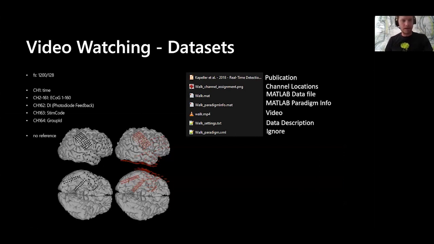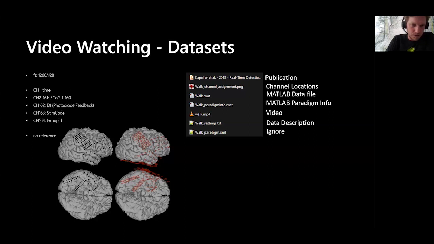Okay, then about the data sets you will get. This is a data set recorded again at 1.2 kilohertz, where in channel 1 you have the time channel, and channels 2 to 161, so you get lots of ECoG channels, have the ECoG signals. Then on channel 162, you have the digital input of the photodiode, which was recording the screen during the video playback. This was to synchronize the video with the actually recorded data.